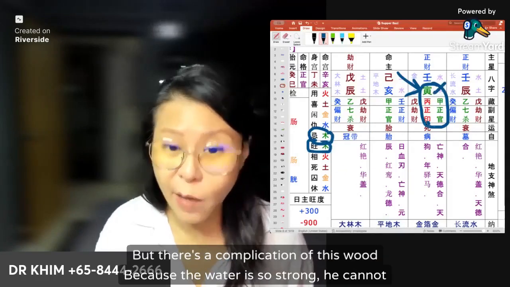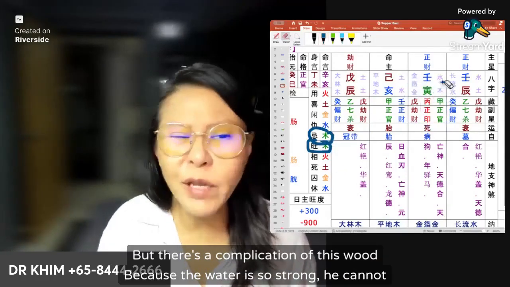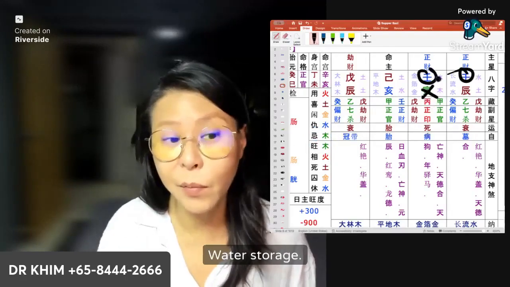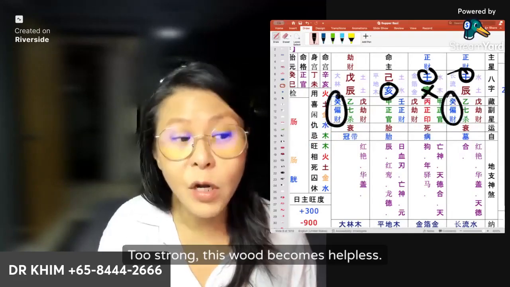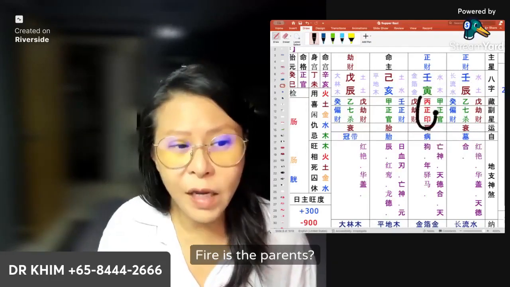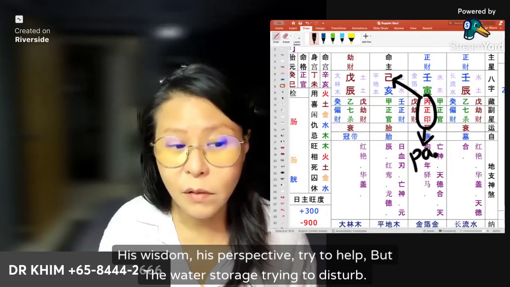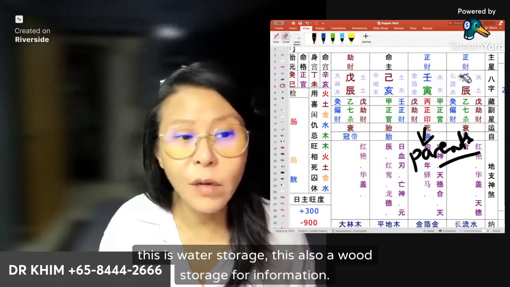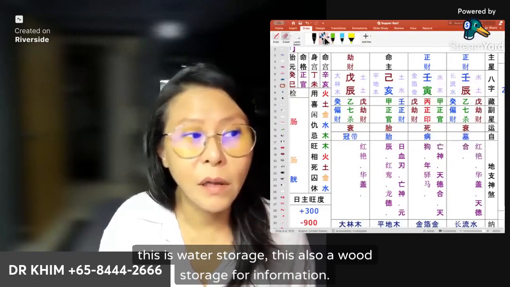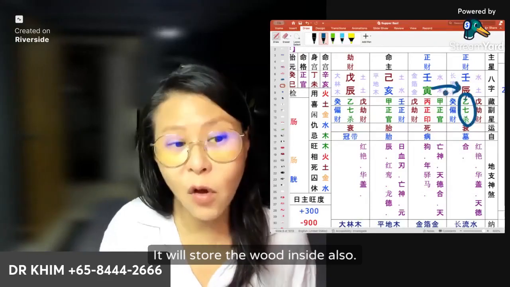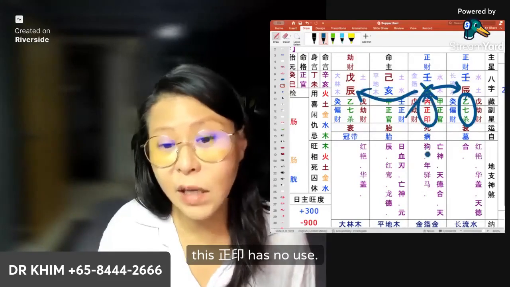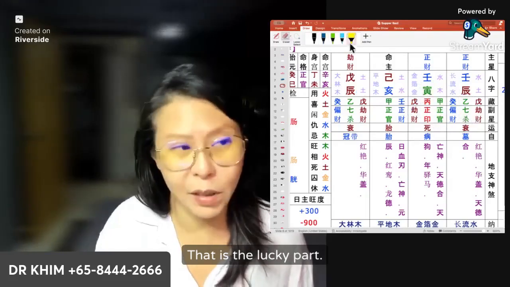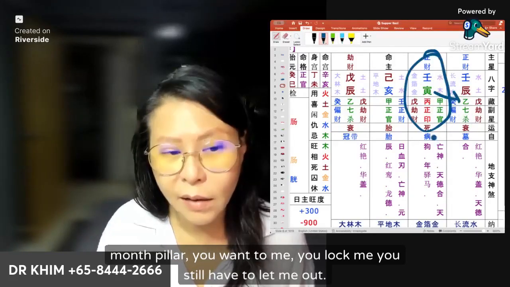But there's a complication of this wood because the water so strong, he cannot use. That's the problem. Water storage too strong, this wood become what? Helpless. Fire is the parents, his wisdom, his perspective, try to help. But all the water storage trying to disturb. This is water storage. This also a wood storage for information. It will store the wood inside also. 这个正印没有的用。But luckily, it's at the month pillar. That is the lucky part. A month pillar, you want to lock me, you lock me. You still have to let me out.